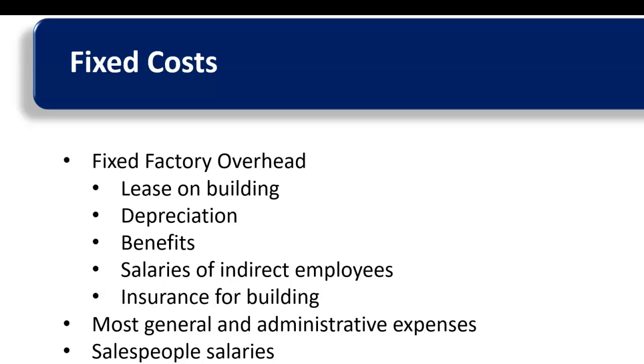Most of your general and administrative expenses are also fixed. So that would be your salaries of your accounting department, perhaps your HR department, the supplies and other costs that they have. Those are typically fixed and they don't vary with volume as much. And then your salespeople's salaries are a fixed cost. So commission is based on perhaps the volume of units that salesperson sold. However, their base salary is a fixed amount every month, so that would actually be a fixed cost.